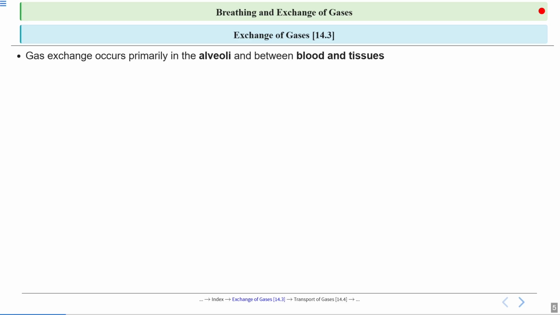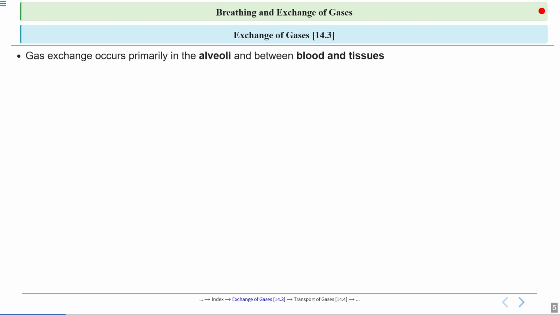Exchange of gases. Gas exchange occurs primarily in the alveoli, between the alveoli and the blood. The next point is the tissue. When blood reaches the tissue, exchange of gases also takes place. So the first point where gas exchange takes place is the alveoli. I hope you know that these are balloon-like structures, the units of the lungs, very minute small balloon-like structures having squamous epithelium.